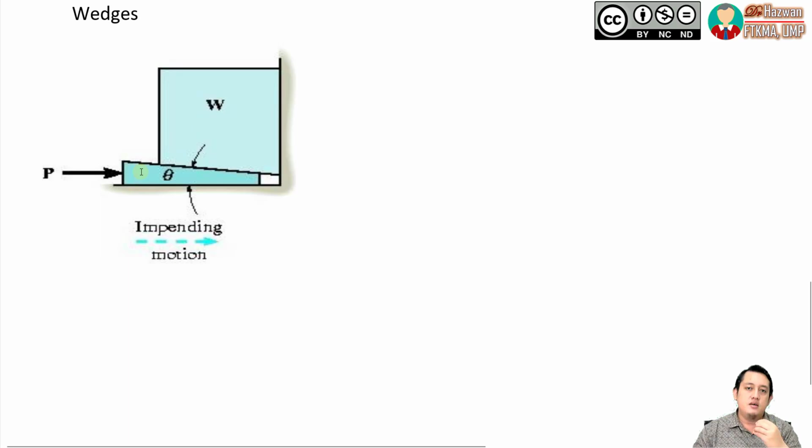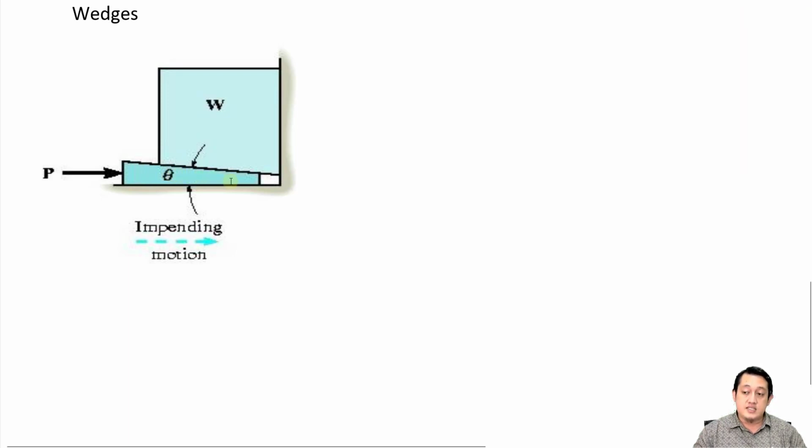A wedge is something that we use, for example, as a stopper for the door. In this situation, just like this figure here, we use a wedge because we want to move this block upwards. As you can see, when we apply a force like this to this wedge, the wedge will move to the right side, then this block will move upwards.